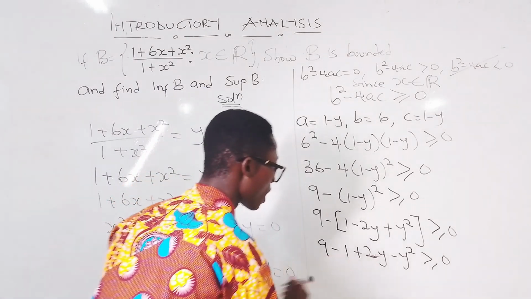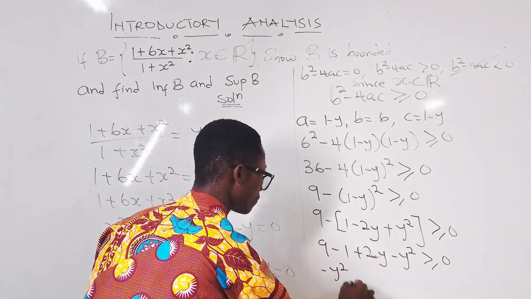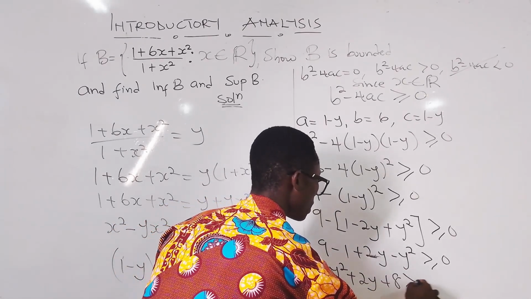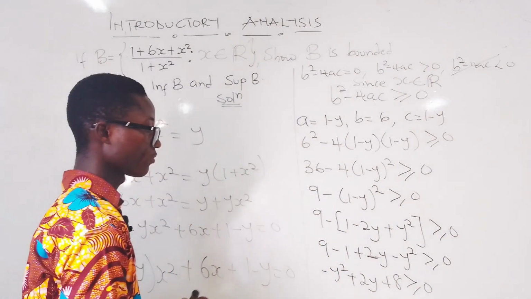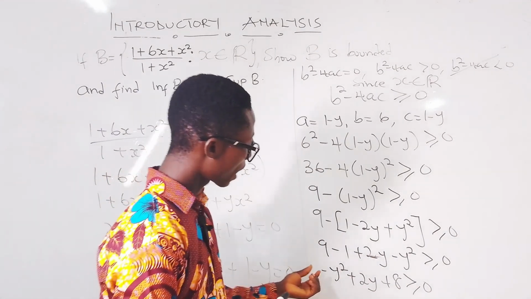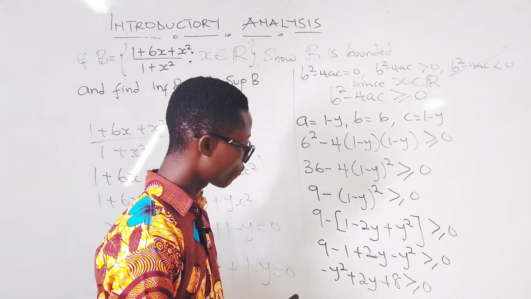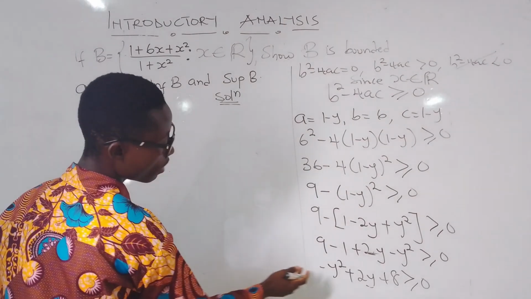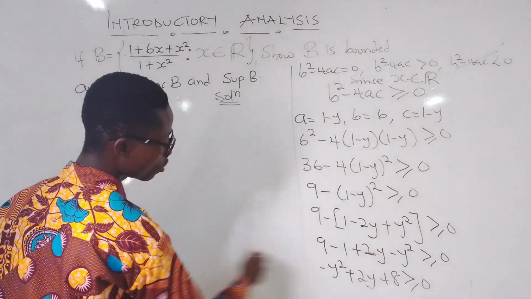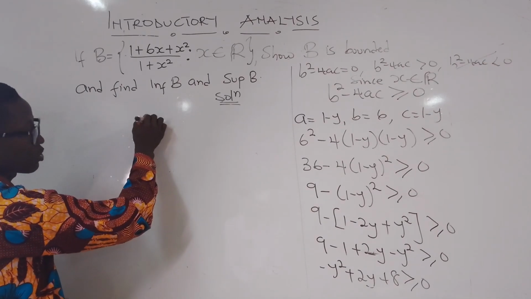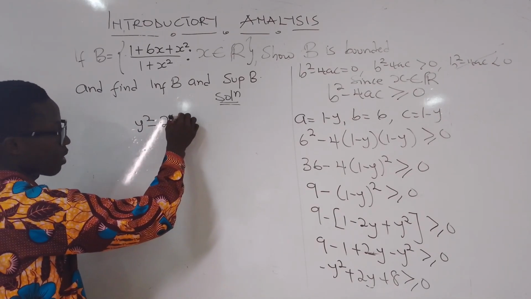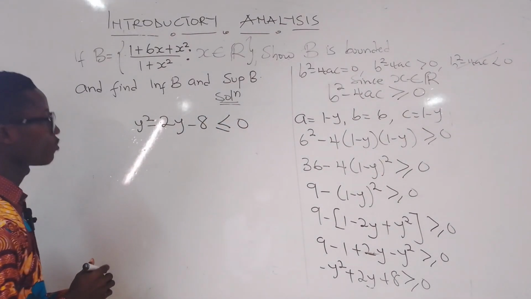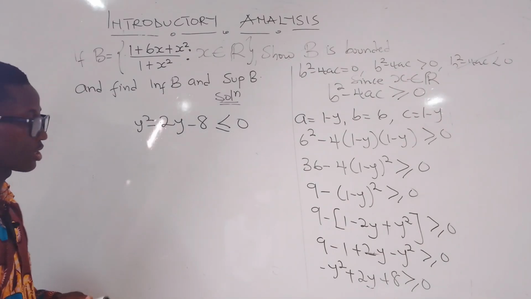So here I'm going to have -y² + 2y + 8 greater than or equal to 0. Here we can multiply this one by negative 1, so that we are going to have y² - 2y - 8 less than or equal to 0. Since we multiply by negative 1, the inequality sign will change.